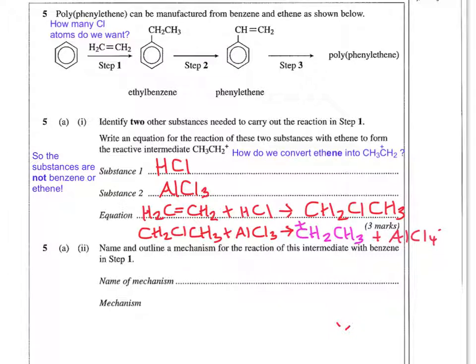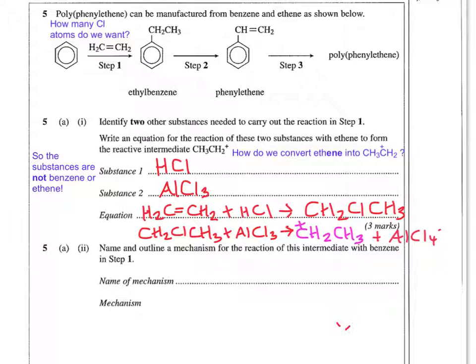So the equation actually needs to be done in 2 stages. The first stage is to add HCl across the carbon-carbon double bond. So that makes our chlorinated alkyl species, our chlorinated ethane molecule, so chloroethane, and then the chloroethane reacts with AlCl3 to make CH2CH3+, which is our species that we want. And that produces AlCl4-.